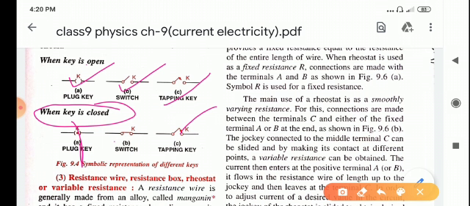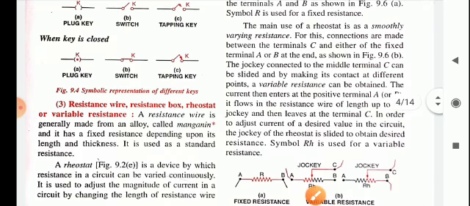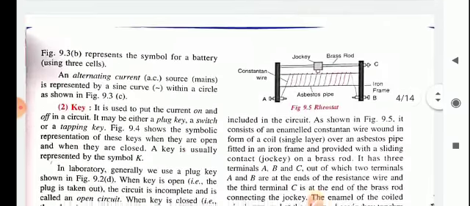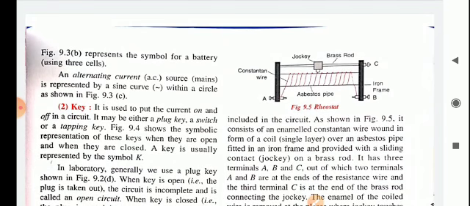Third point, resistance wire or resistance box, and rheostat or variable resistance. Resistance wire is generally made from an alloy called manganin, and it has a fixed resistance depending upon its length and thickness. It is used as standard resistance. A rheostat is a device by which resistance in a circuit can be varied continuously. It is used to adjust the magnitude of current in the circuit by changing the length of resistive wire included in the circuit as shown in the figure.